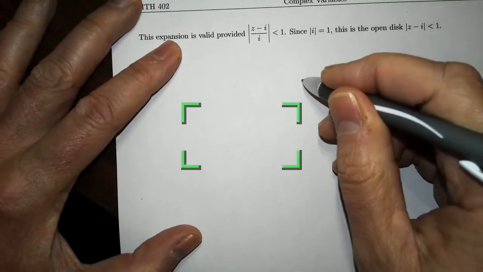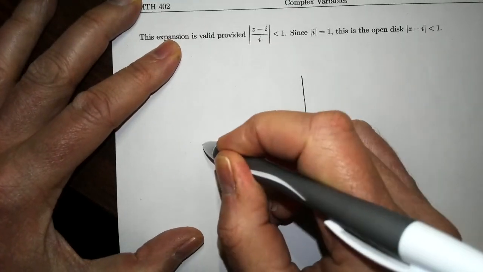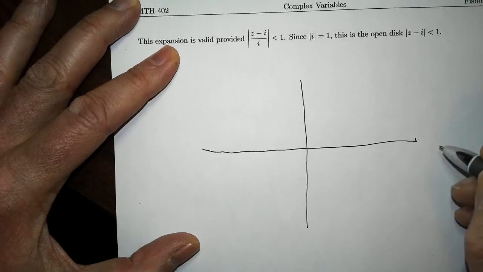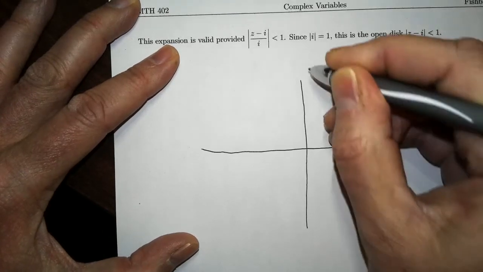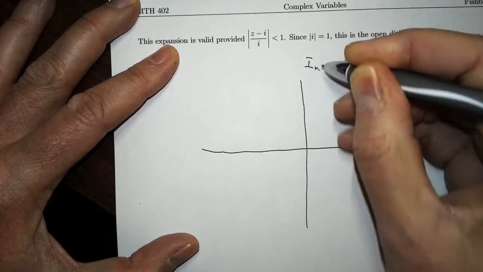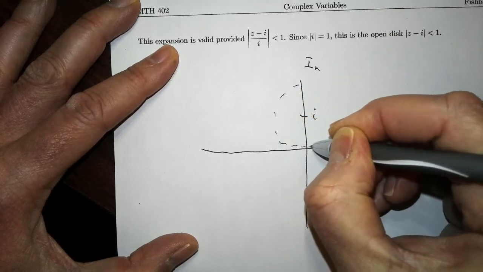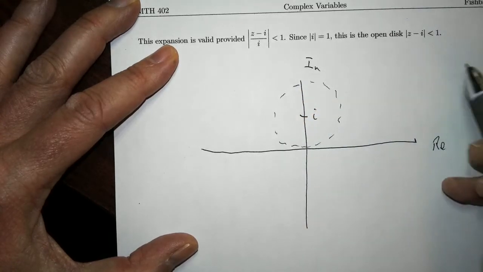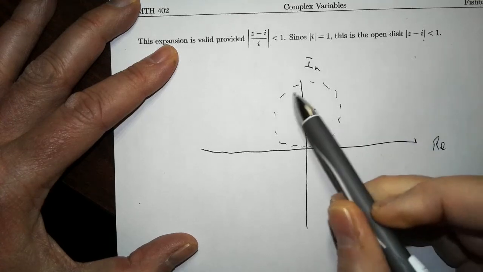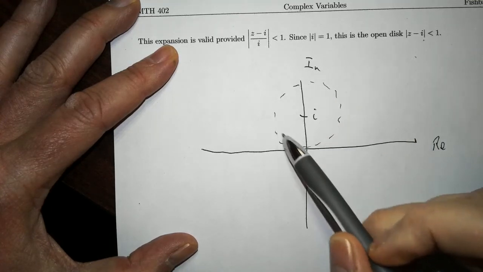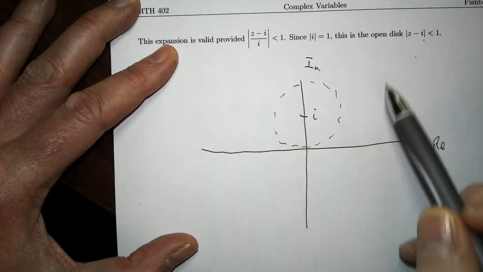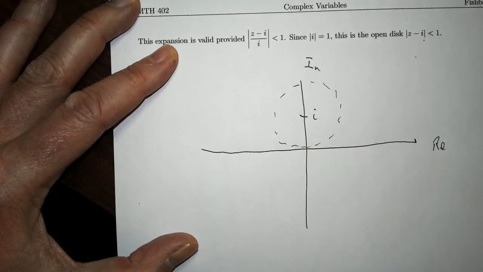Now here's what that looks like in the complex plane. Here's my real axis, here's my imaginary axis, here's i. And so we're looking at all points that are within 1 unit of i. So that's going to be this open disk. We know that on the boundary of the disk and outside the disk, my series diverges.